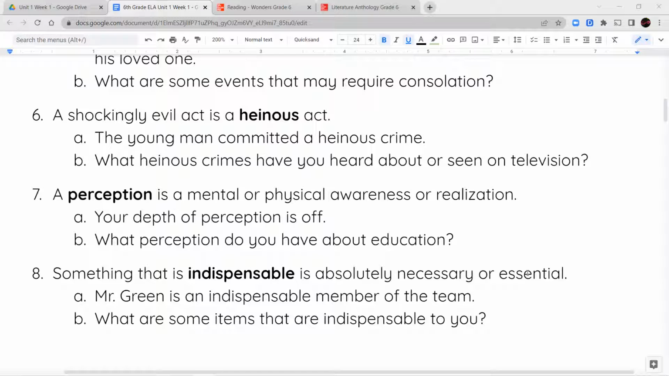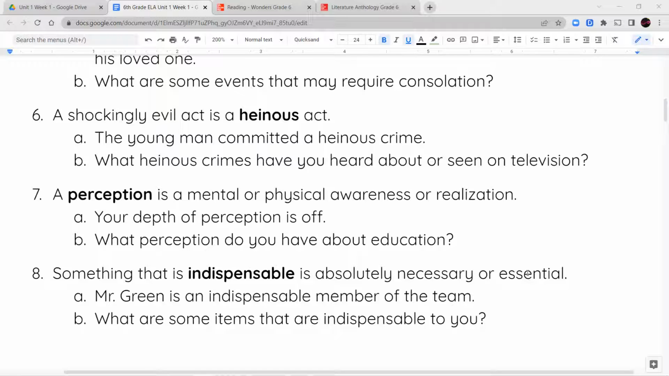Number 7 is the word perception. Perception is your awareness of something, your mental or physical awareness or realization of something, how you perceive it. So you can say, your depth of perception is off. So sometimes maybe you don't realize how far away something is or how close it is to you. That's your depth perception. So it's your understanding or awareness of what's around you.